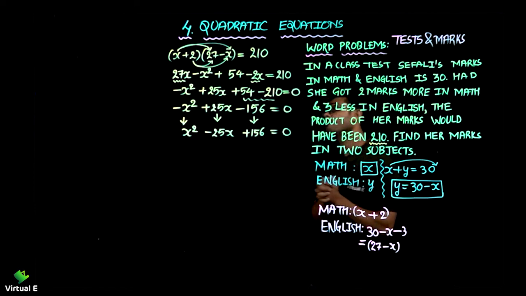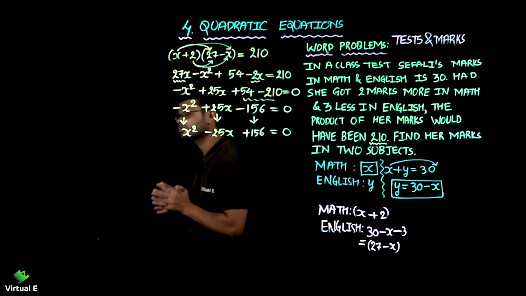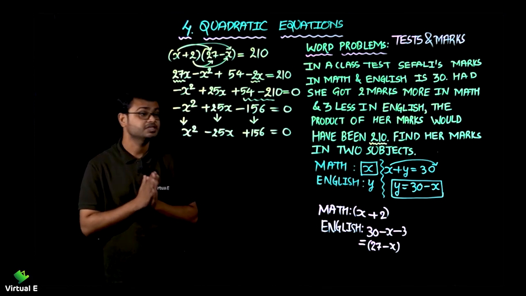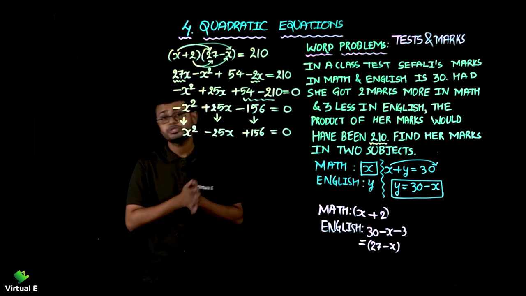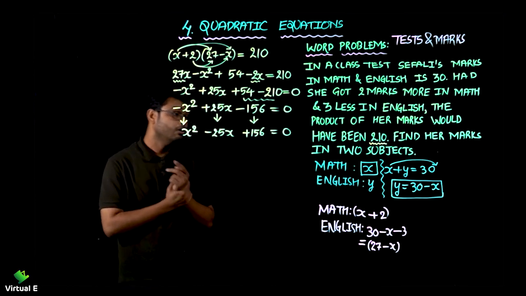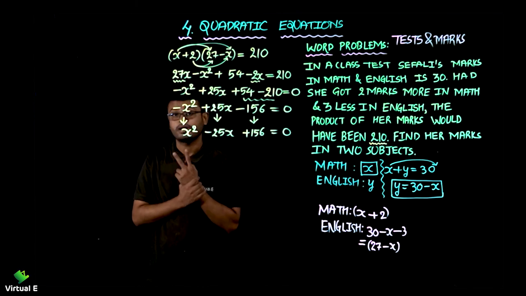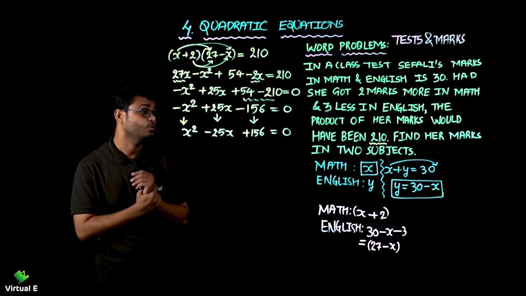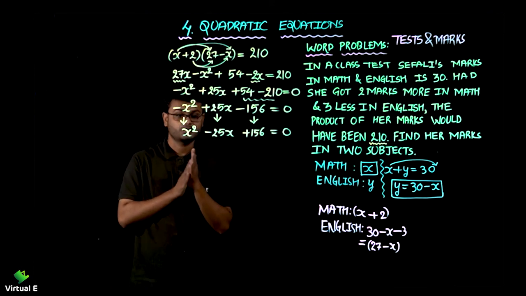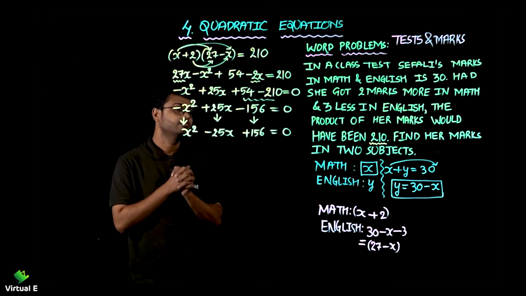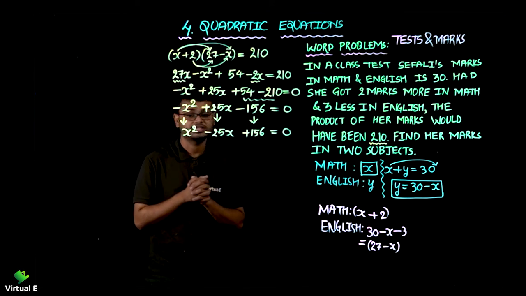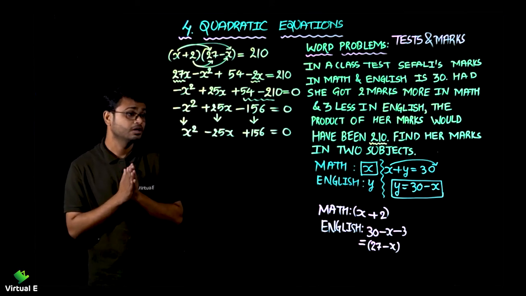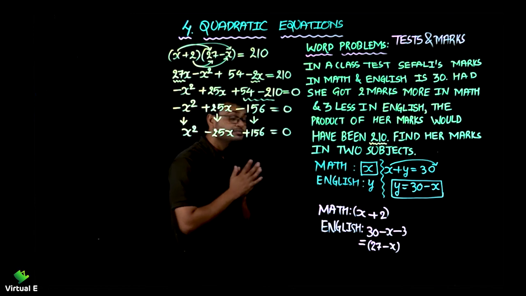Now we need to do what? We need to get the solution. There are three ways to get the solution of this equation, which is factorization, or another is what? Quadratic formula, and third is completing the square. So what shall we do? X square minus 25x plus 156. How shall we do it? Let's try with the factorization.